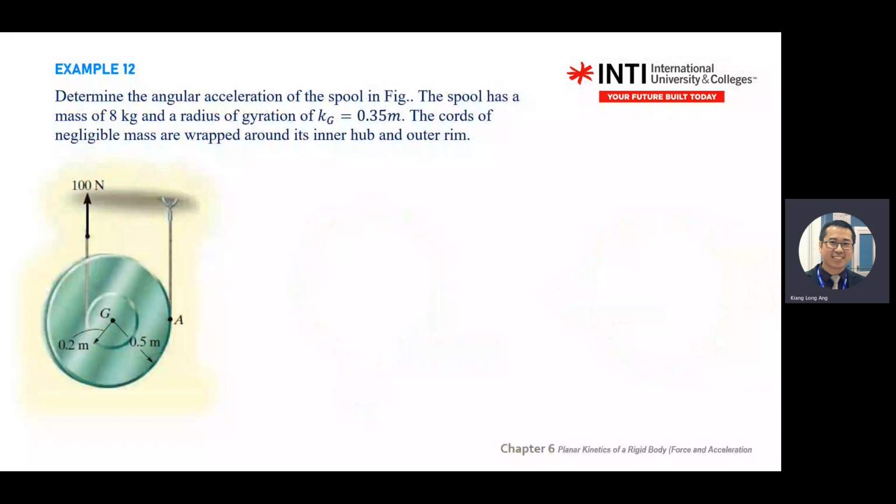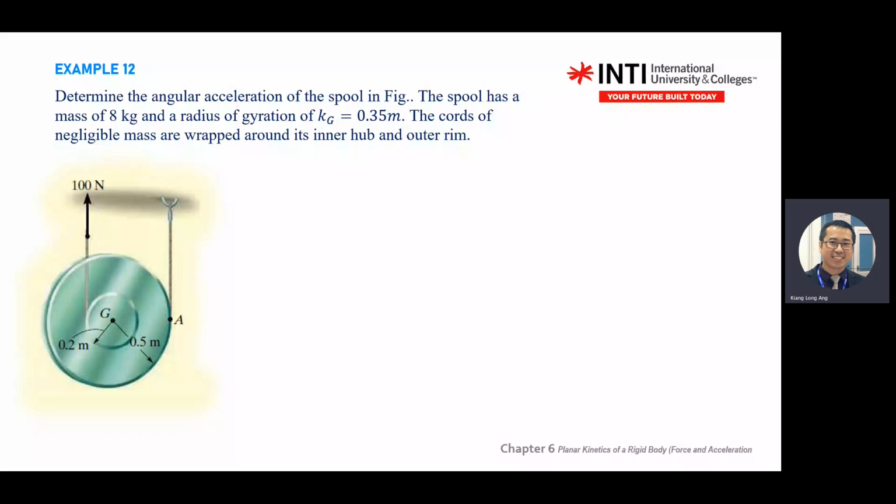Okay, we solve one more, then we have a short break. So you have this spool. You are given G, the small radius and the big radius. So actually it's like a yo-yo, with an inner radius and an outer radius. You are pulled at the inner radius with 100 Newton, and there's a point A here fixed to a cord. Determine the angular acceleration of the spool. You need to find alpha.